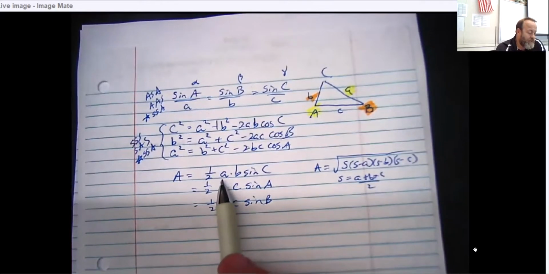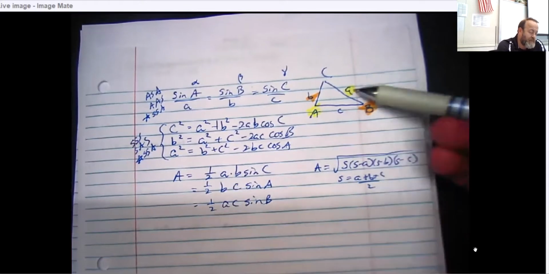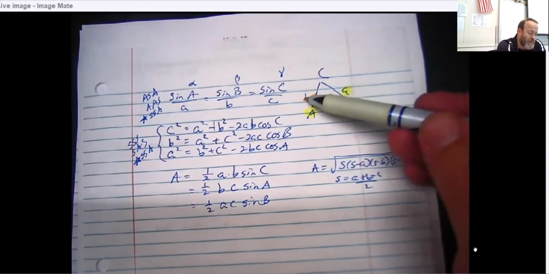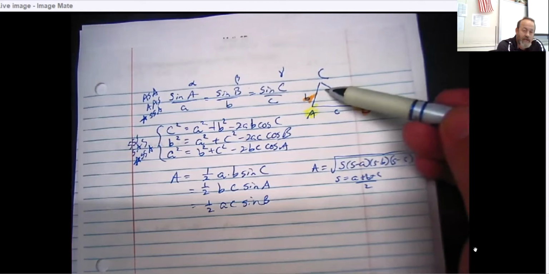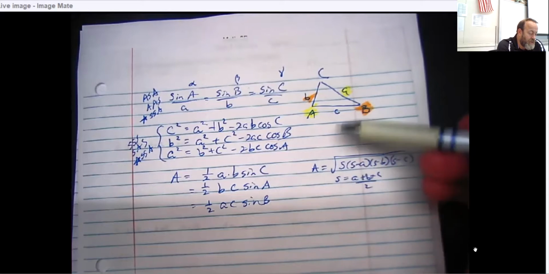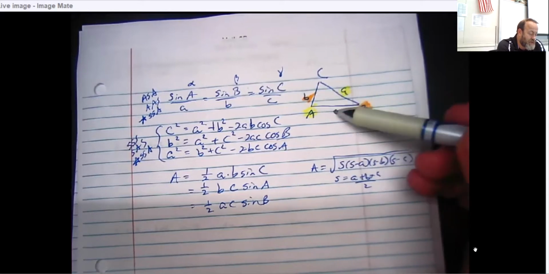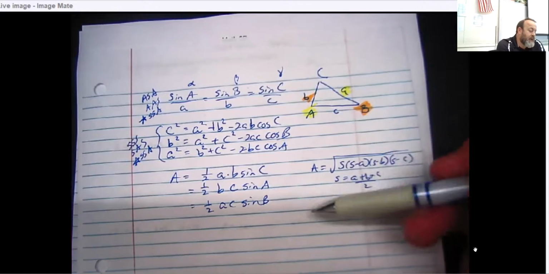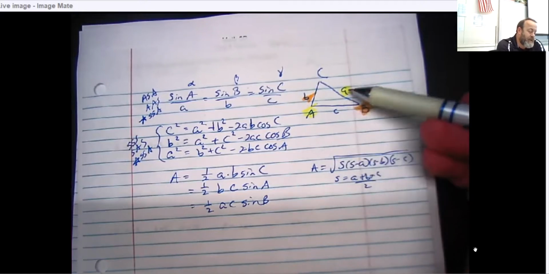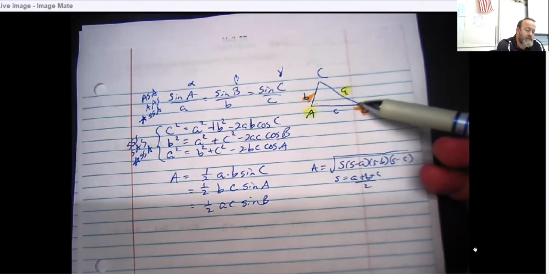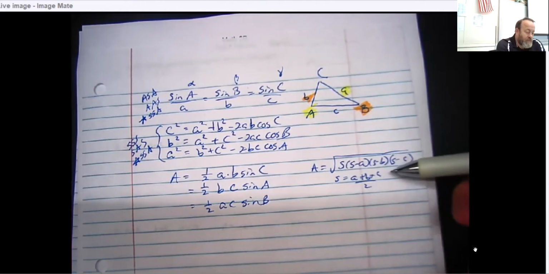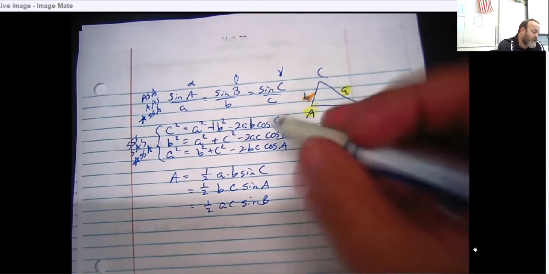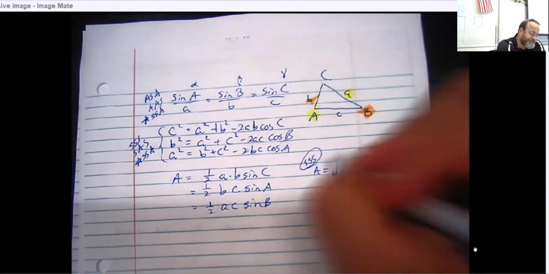Now, in terms of area formulas, we had three of them. One of them is that if you have the product of any two sides, like a and b, which are side by side, 1/2 a times b times the sine of the angle in the middle would give you that area. Or 1/2 b times c, again, they're right together, times the sine of the angle in the middle. Three different renditions, but every single time it's 1/2 the product of any two sides times the sine of the angle in between them.